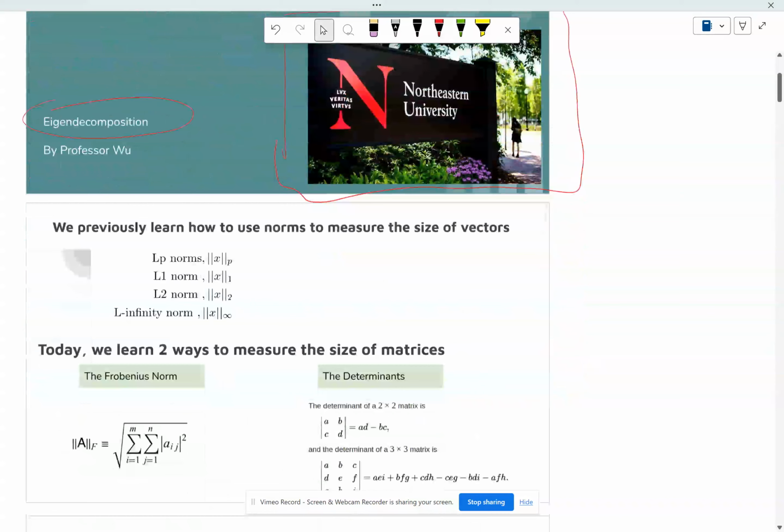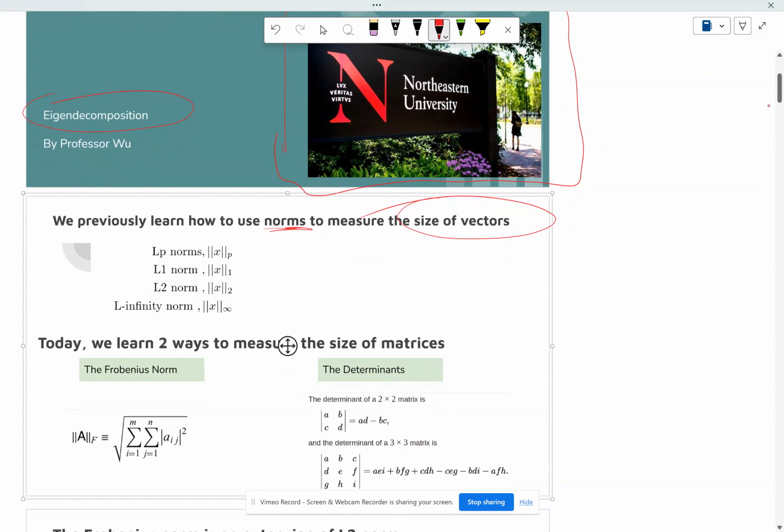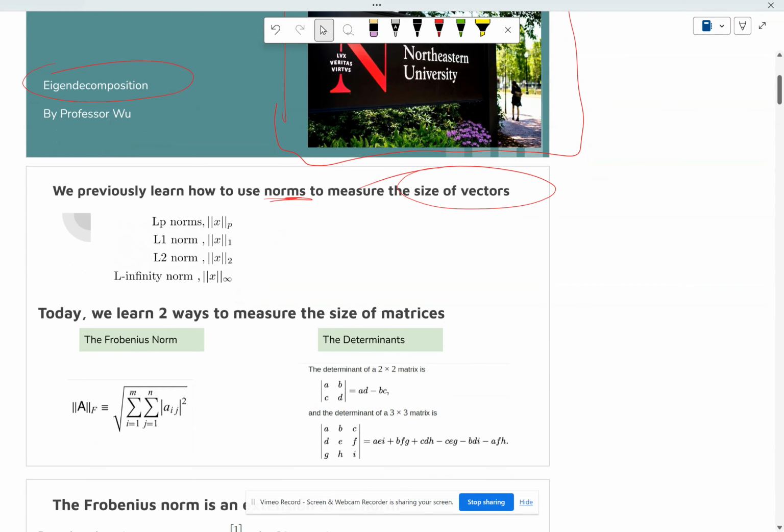So, we previously learned how to use norms to measure the size of vectors. And we learned the 1 to infinity norm, and the general one is called the P norm. Now, today, we're going to look into matrices. How do we measure the size of a matrix?